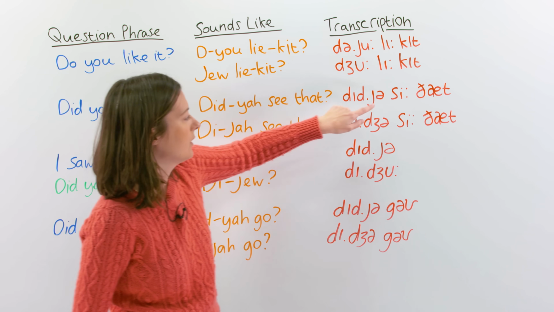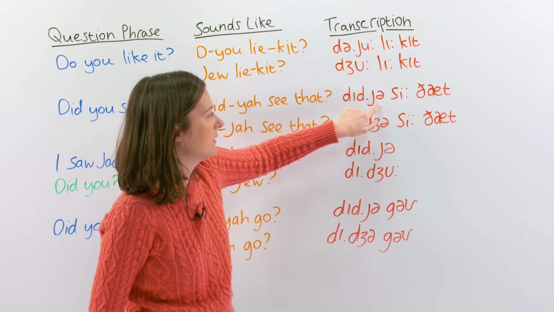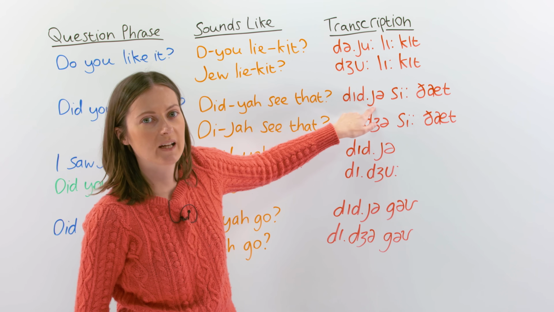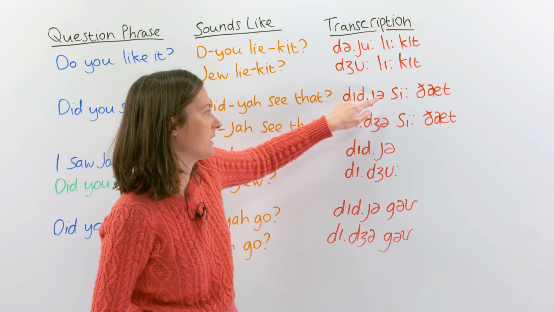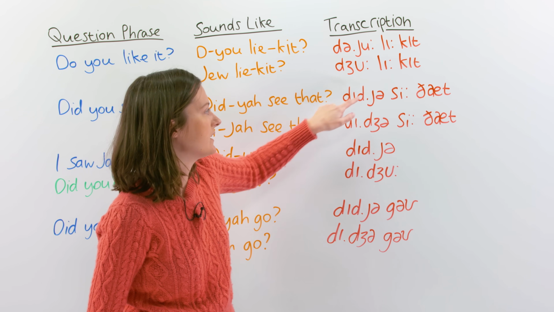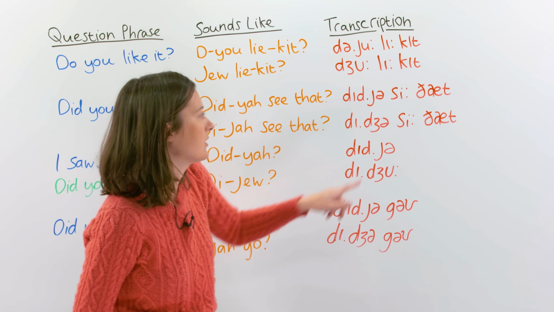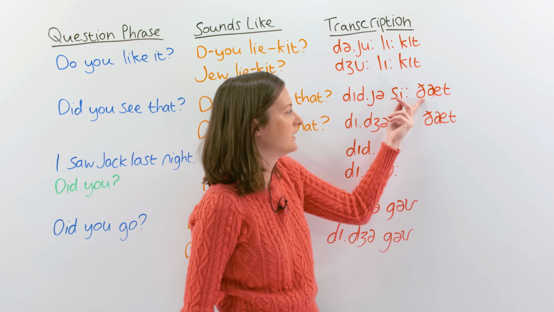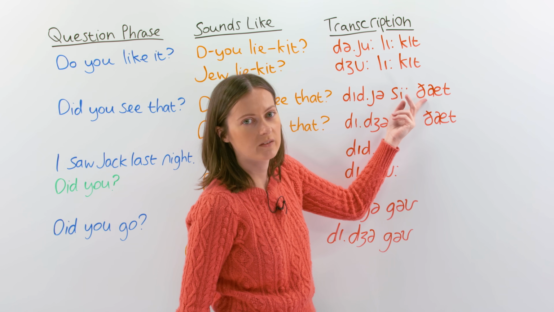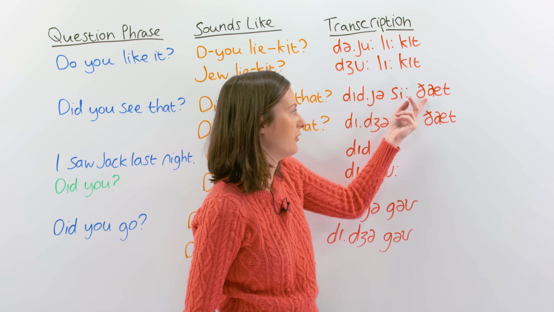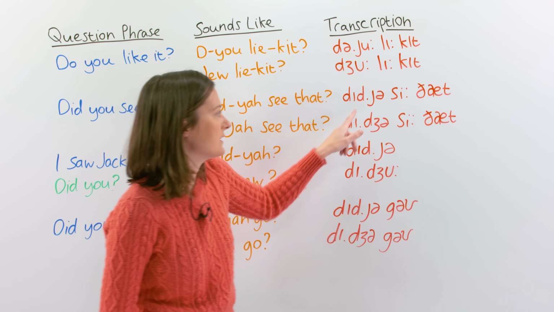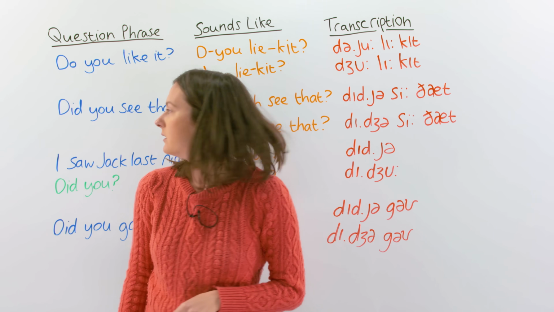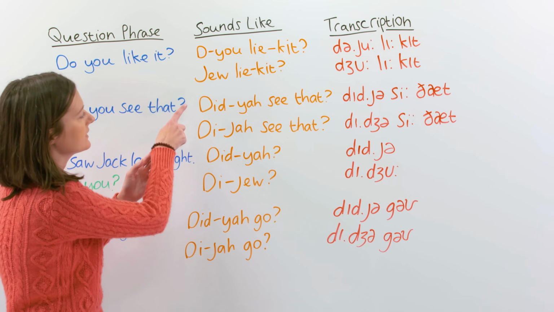you becomes ya. Although it looks like the letter J, this is the sound for ya, together with the schwa, yeah. Did you see that? Don't be scared by this. We don't use this IPA symbol that often, and this is the word that. Did you see that?